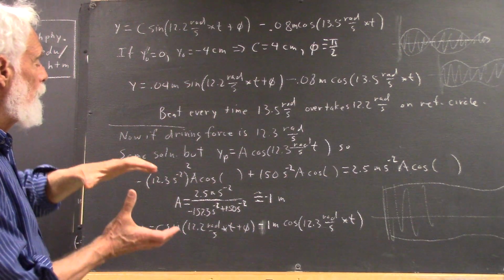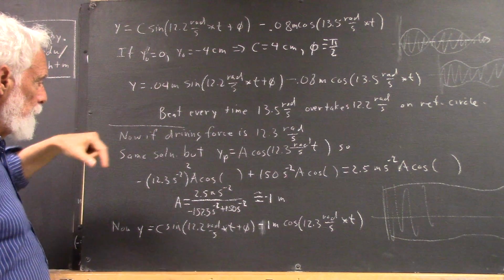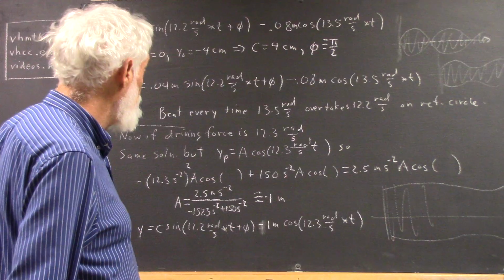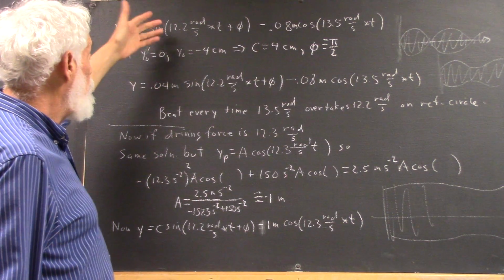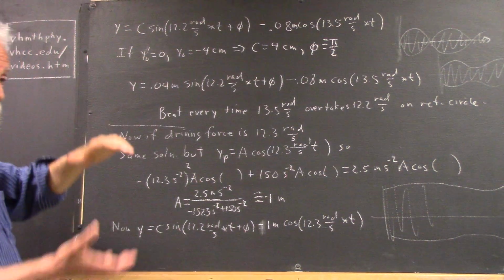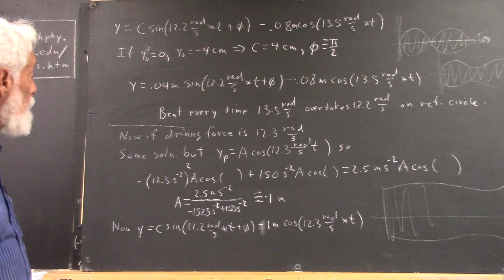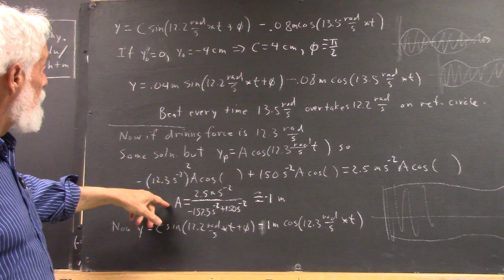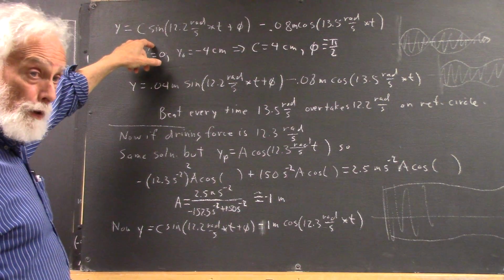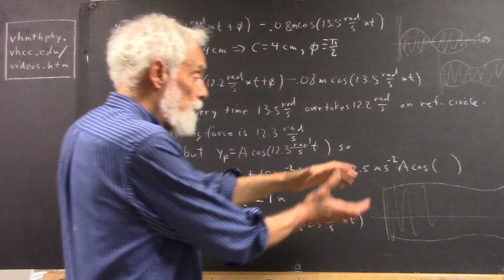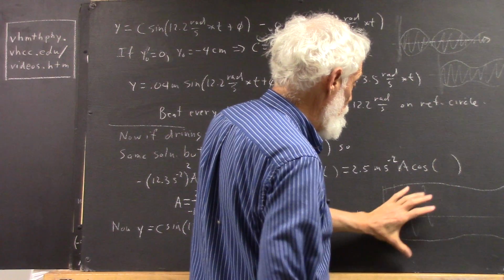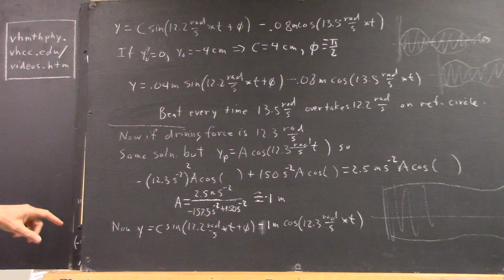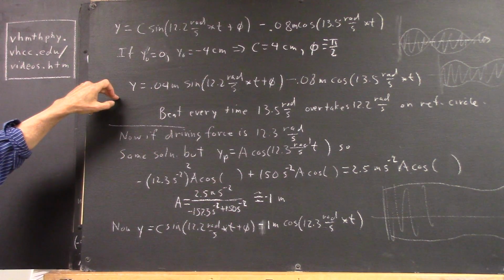Okay? Since you have a meter of amplitude now in your particular solution, this is the particular solution, and only 0.04 meters of amplitude due to your natural oscillation, this is going to overwhelm this. You're going to get a much bigger amplitude, and the narrowing is going to be much less than it is in this case.